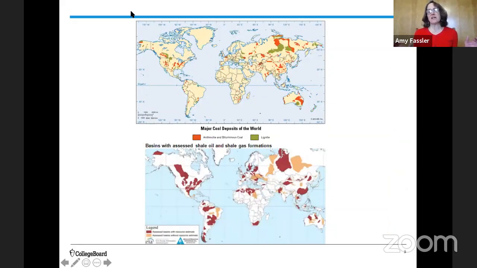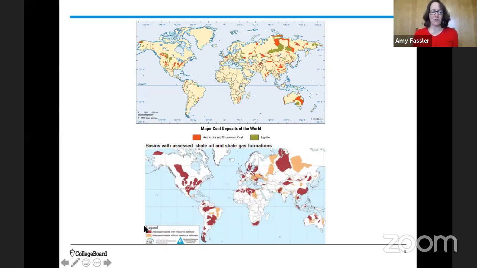We don't need to dig into these 2 maps and do a whole lot of interpretation. I just want us to make sure we can see some type of pattern of where these fossil fuels are located. So the top map here is showing me major coal deposits around the world. The bottom map is showing me major oil and gas deposits. And I can see that there's definitely a pattern, that fossil fuels tend to be located in kind of the same areas.